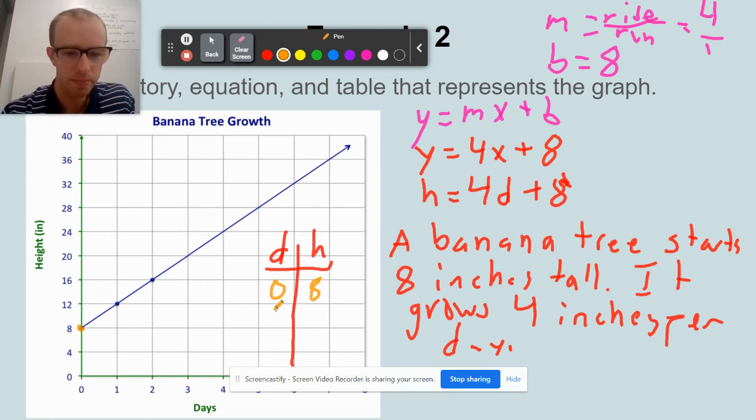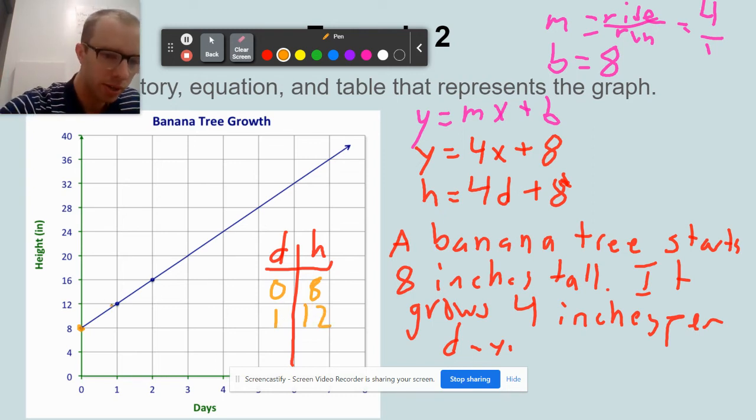After 1 day, well, it's going up 4 inches each day. Hopefully you can figure out that mathematically. It's 12. But if you, for some reason, got stuck on the math, here it is, right here. 1 day, 12 height. 2 days, it goes up another 4 inches. That's 16. But again, if you get stuck on the math, boom.